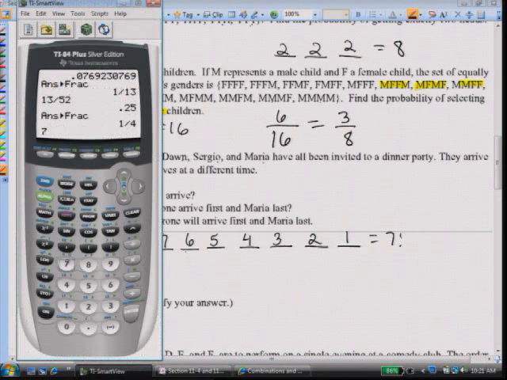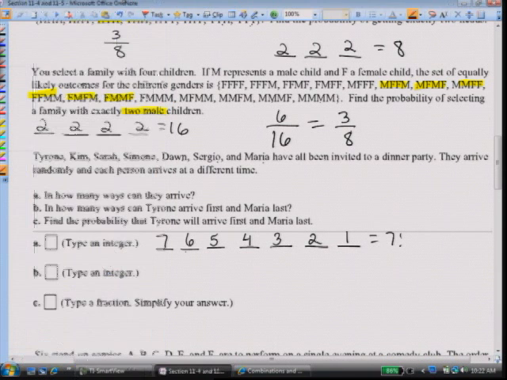So you come in here, you can type in 7, or you can do that math and go over to probability and choose the factorial button if you want. Or you can just do 7 times 6 times 5, however you want to do that. And you should get 5,040 different ways that they could arrive.